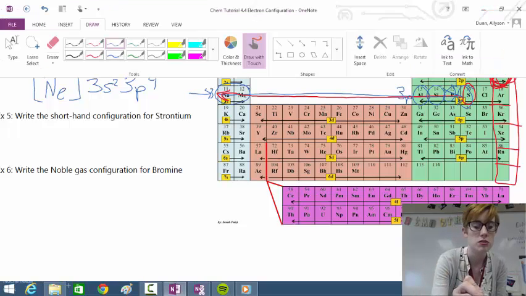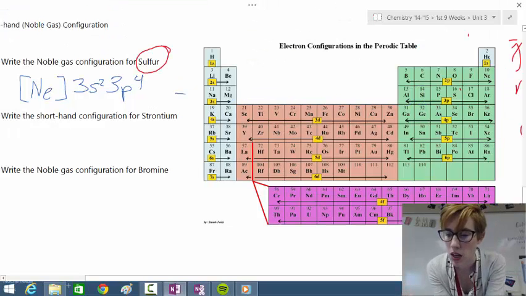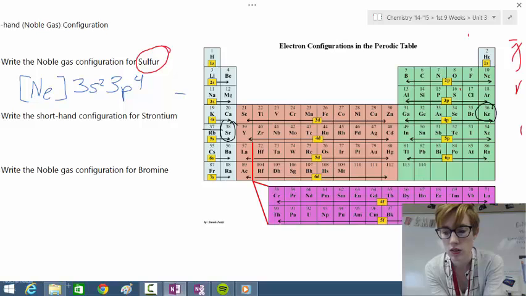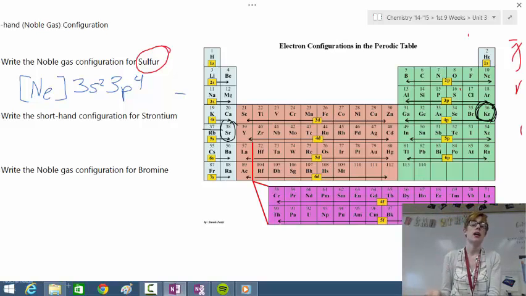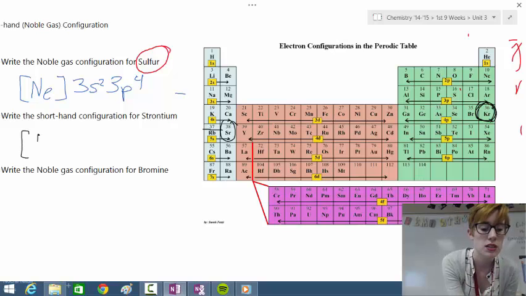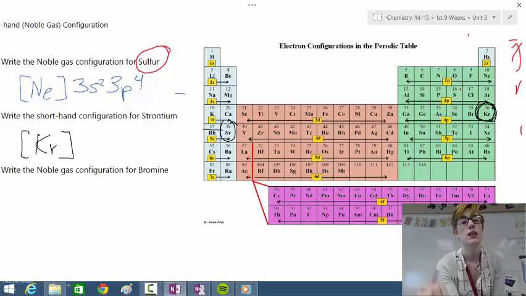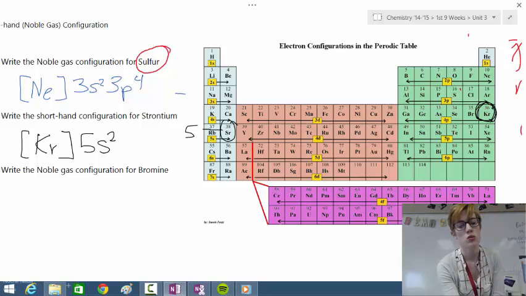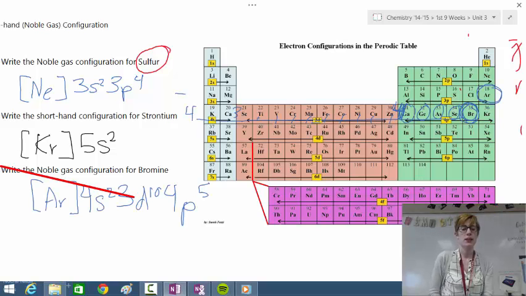So let's do a couple more examples. Okay, write the shorthand configuration for strontium. So strontium is right here. It's number 38. So what was the noble gas that came right before it? Well, if I go backwards, krypton is the noble gas that came right before strontium. So I'm going to write krypton here. And then I'm going to write the electron configuration from krypton to strontium. So we are now in the 5th energy level. So it's 5, and we're in the S block. So it's 5s2. Rubidium would be 5s1, but strontium is the second box in the S, so it's a 5s2. And that's how we write shorthand.